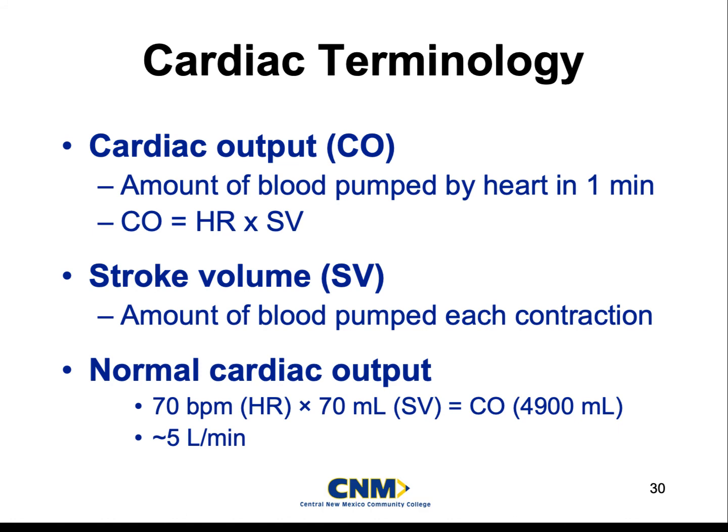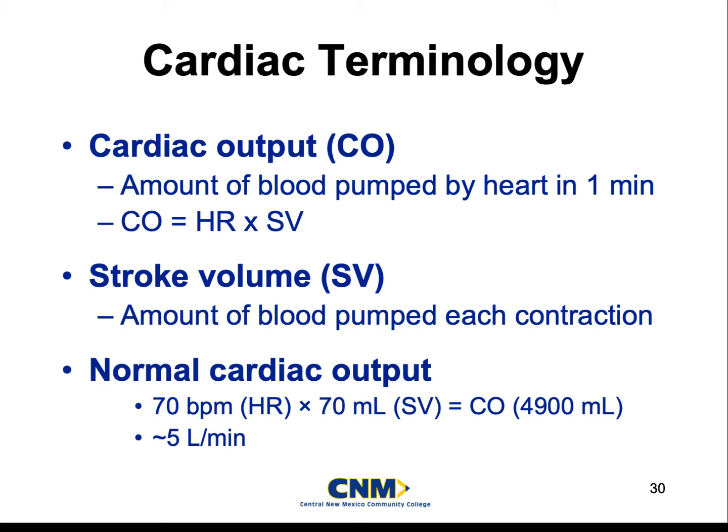Some terminology for you guys. I will not have you guys actually do the math for the test. I want you guys to just know these definitions. Cardiac output is the amount of blood that's pumped by the heart in 1 minute. Cardiac output is the actual heart rate times what's called the stroke volume. The stroke volume is the amount of blood that is pumped out with each contraction.